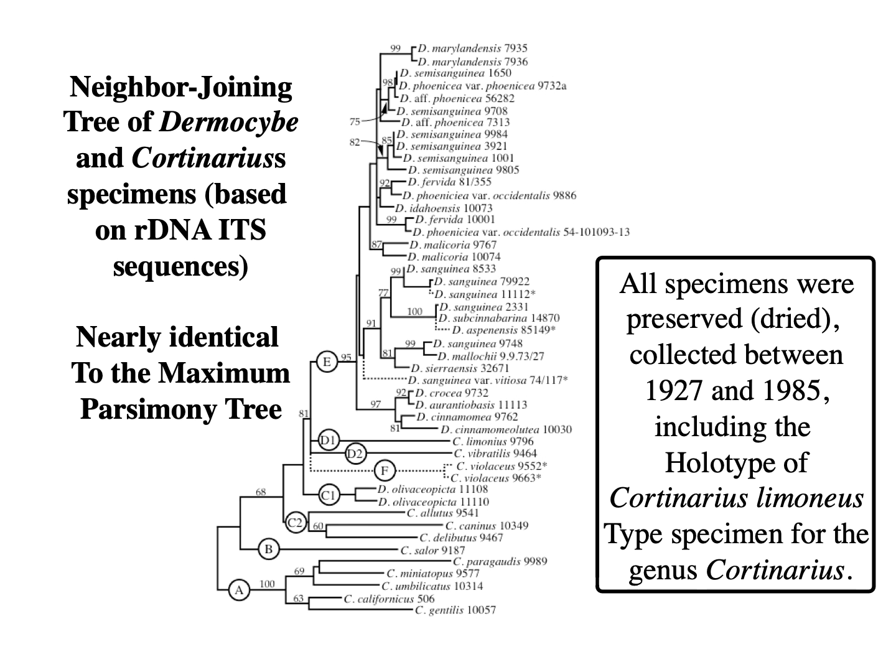The samples that we used had been collected between 1927 and 1985, so these were dried and preserved specimens, including what's called the holotype of Cortinarius limonius. This holotype is the specimen that was used to first describe this genus and this species back in 1927. So we were trying to get as close to the original definitions for these genera as possible.